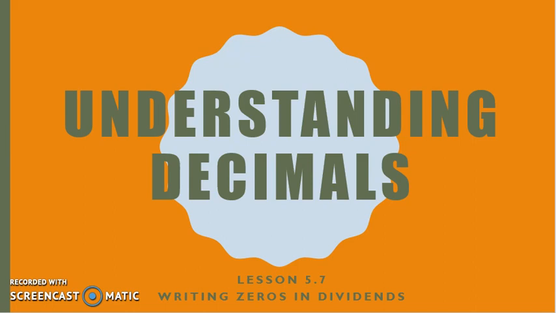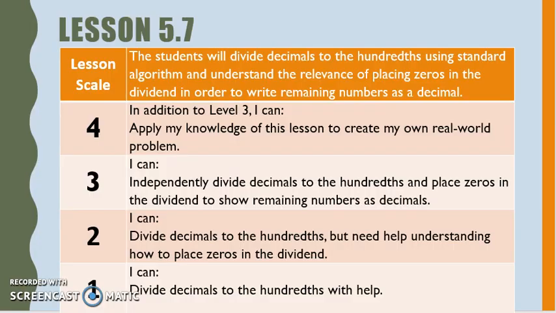Today in Duckflix, we are going to learn how to write zeros in dividends. Let's take a minute to review our lesson 5.7 scale. By the end of this lesson, we want you to be able to divide decimals to the hundredths using the standard algorithm and understand the relevance of placing zeros in the dividend in order to write remaining numbers as a decimal.